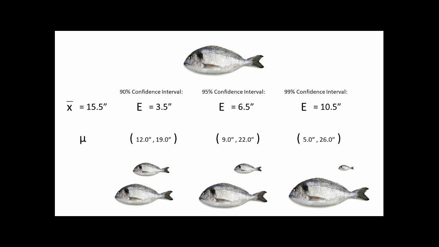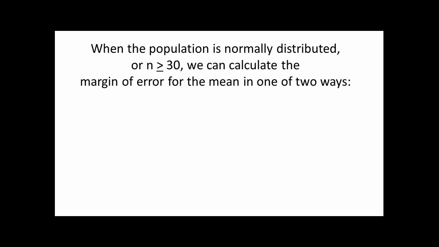When the population is normally distributed, or if n is greater than or equal to 30, we calculate the margin of error for the mean one of two ways. If sigma, the population standard deviation, is known, then we use the standard normal distribution, and the margin of error, E, equals ZC times sigma over the square root of n. ZC is called the critical z-score, and you can find out how to get that value from the video I made on how to use a z-table.